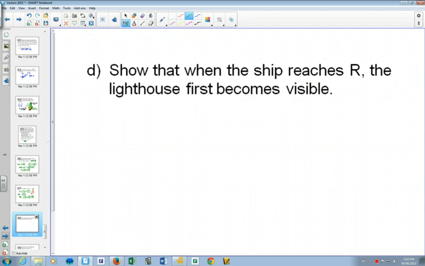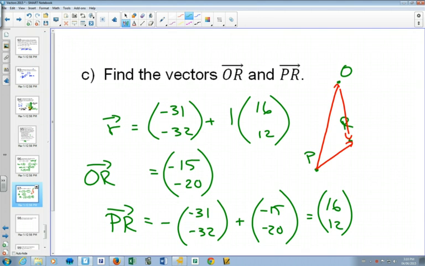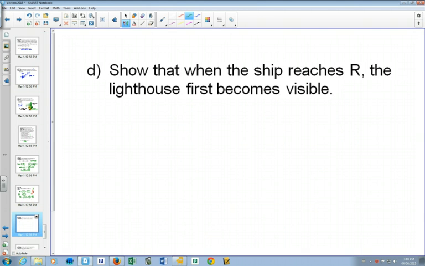Show that when the ship reaches R, the lighthouse first becomes visible. So we've got our vector OR. What we're going to show here is the length of OR.